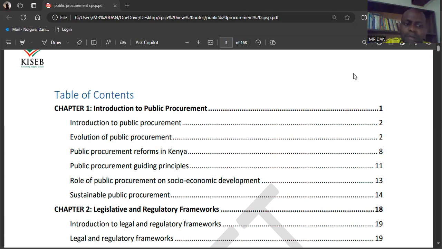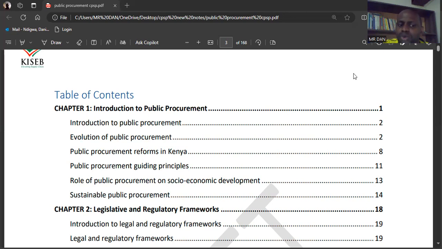So when we are talking about public procurement, we basically are talking about how the government today procures goods, works, and services, for purposes of ensuring that operations are up and running. So our first chapter will be Introduction to Public Procurement. Under Introduction to Public Procurement, we will be able to understand what is public procurement.